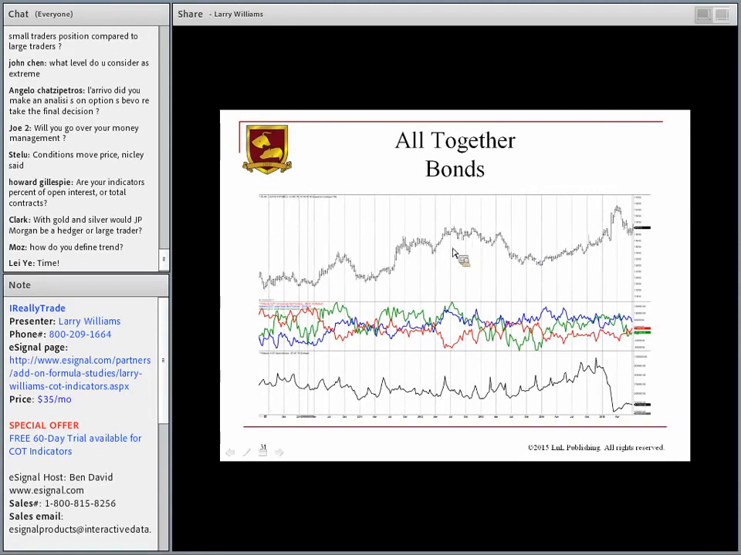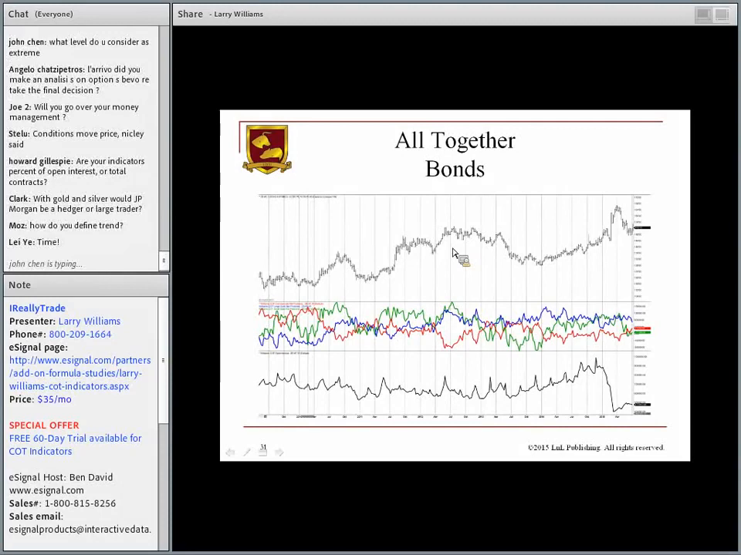With gold and silver, would JP Morgan be a hedger or a large trader? Well, if they're managed funds, they would be a large trader. If they're commercial hedging, they would be classified as a commercial.